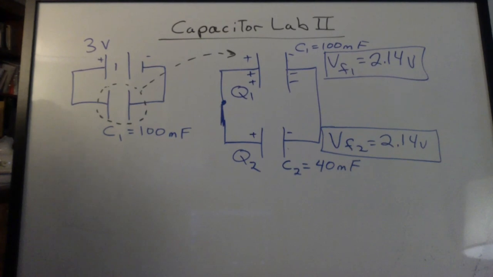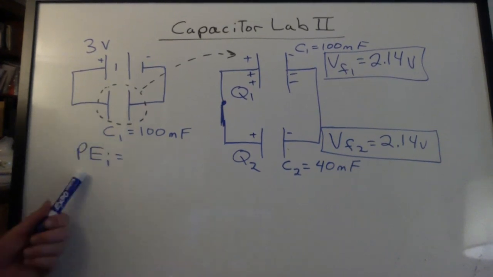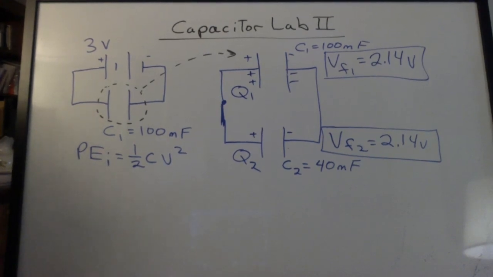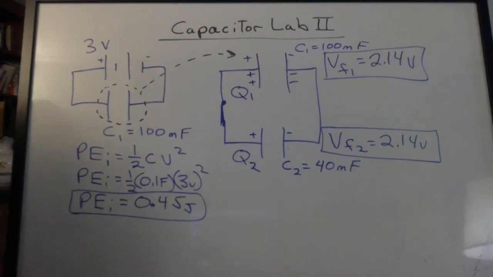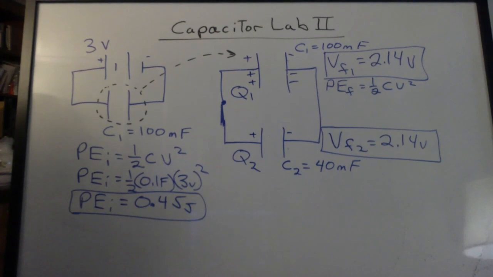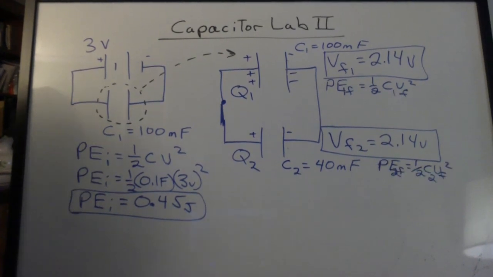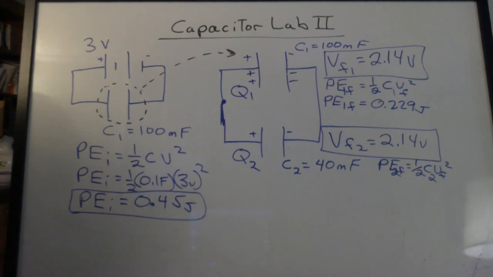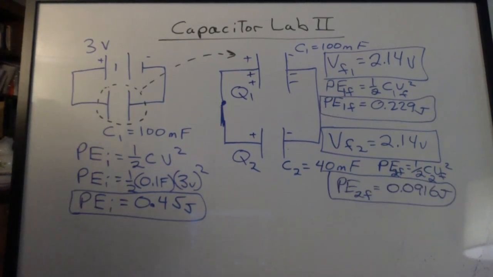Now let's take a look at the energy. The initial potential energy, we'll say, is 1/2 CV squared. That's the initial potential energy, 0.45 joules on that capacitor. What do you think the final potential energy should be? And we'll have 1/2 CV squared for each one of these. We get 0.229 joules for the top capacitor. And we have 0.0916 joules for the bottom capacitor.